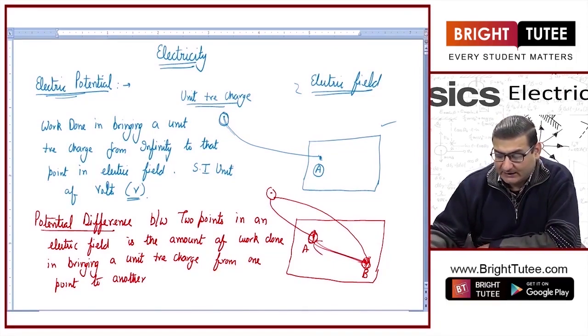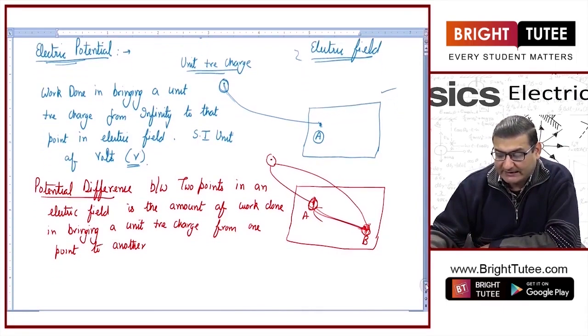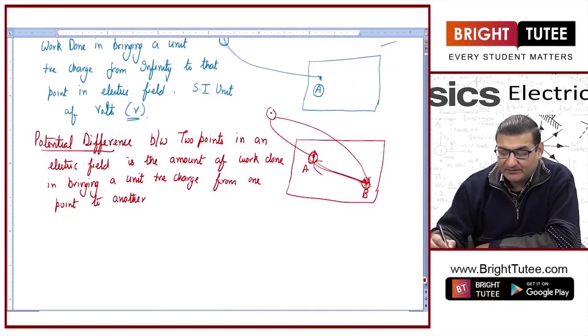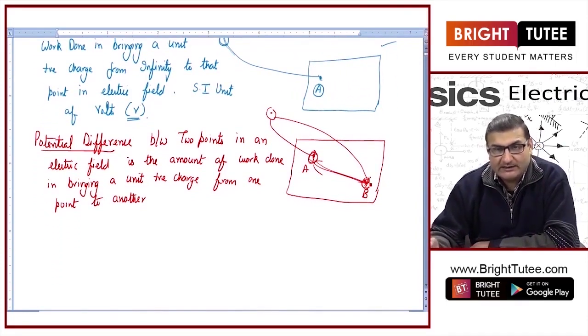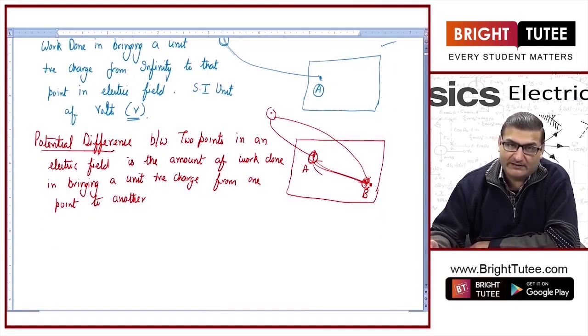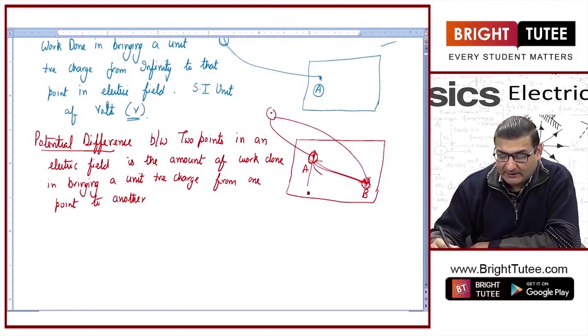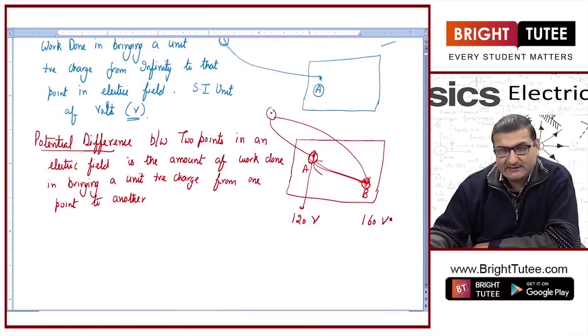Fine, right? Or we may also say that it is the difference between the individual electric potentials at the 2 points, right? Very simply saying, for example, if the electric potential at point A, we say it is 120, the SI unit was volts, and the electric potential at point B is 160 volts.